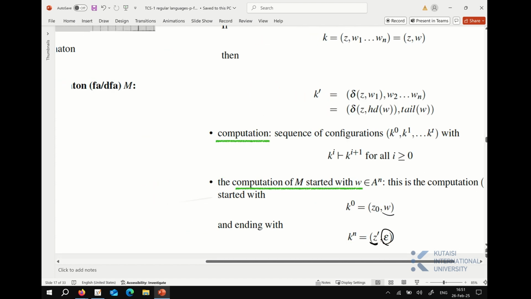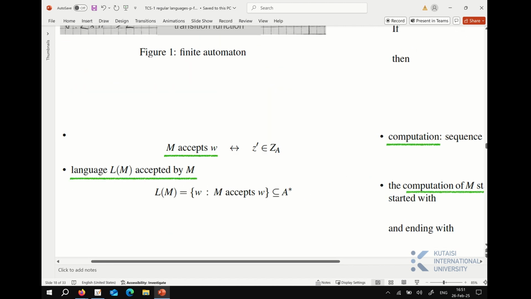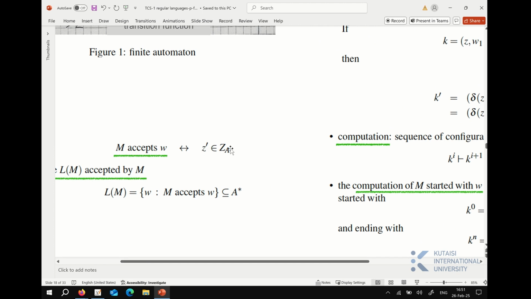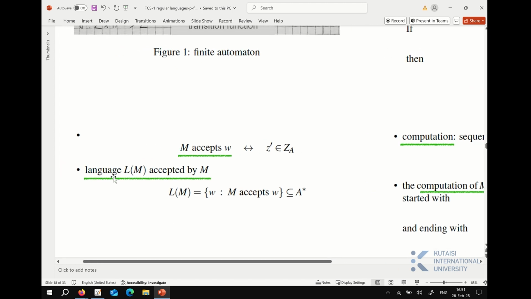Now we will say that my machine accepts w once we finish in state z prime and everything is read, where z prime is an accepting state that I chose. And then the language L(M) accepted by my machine M is all those words such that when I start my computation on this word, applying delta again and again and again, I end up in an accepting configuration. These are the words that this machine accepts.